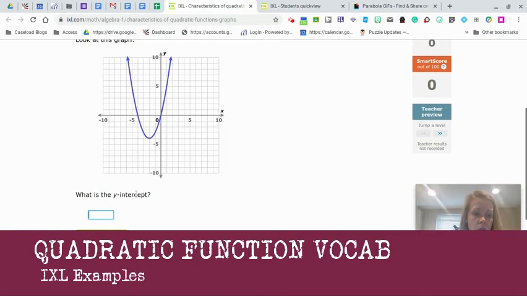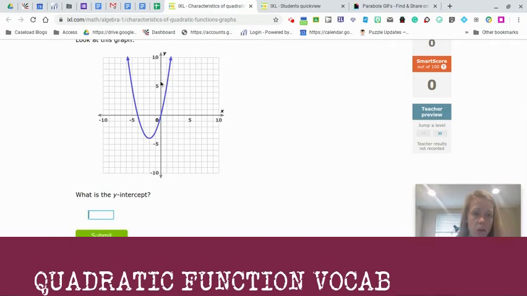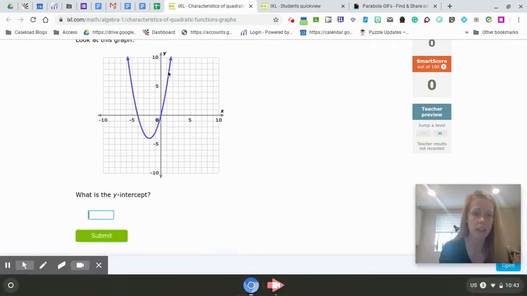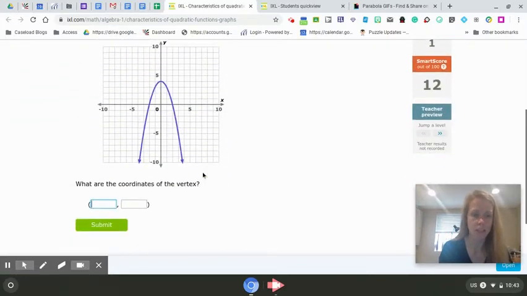So if it asks you for the y-intercept, remember this is your y-axis. So you're looking to see where the parabola hits that y-axis. And for me, it's at 0. So I'm going to type in 0. Awesome.